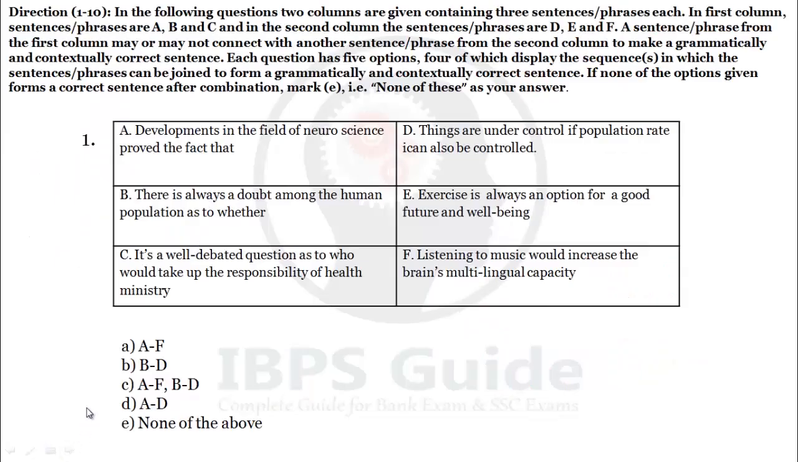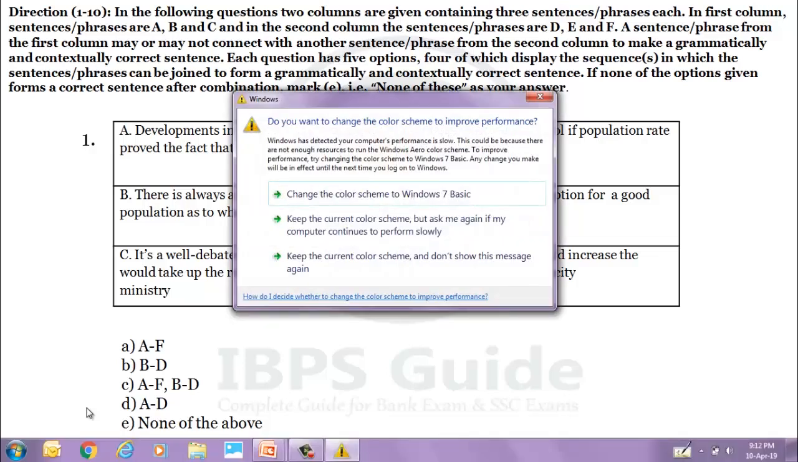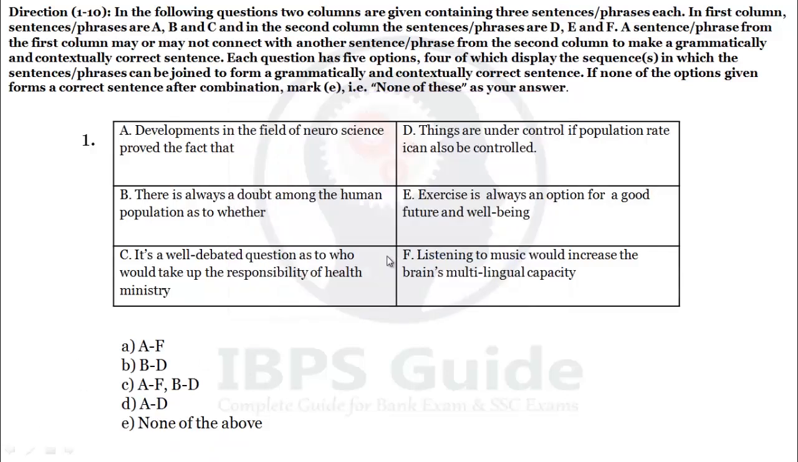Here are some directions. Directions for question numbers 1 to 10. Today we will discuss 10 questions. In the following questions, 2 columns are given containing 3 sentences or phrases each. In the first column, the sentences or phrases are A, B and C, and in the second column the sentences or phrases are D, E and F. A sentence or phrase from the first column may or may not connect with another sentence or phrase from the second column to make a grammatically and contextually correct sentence.